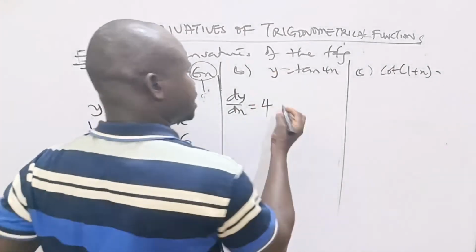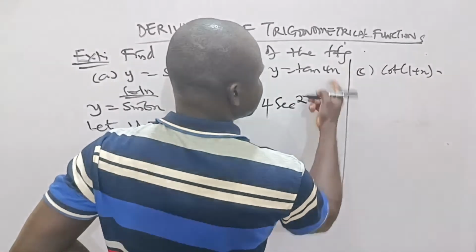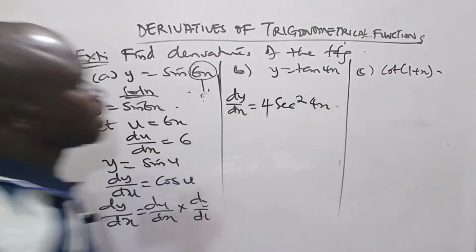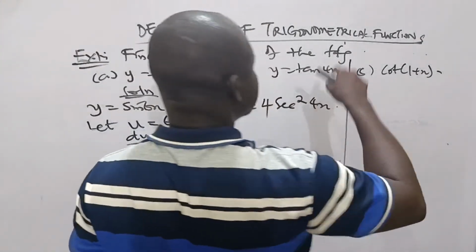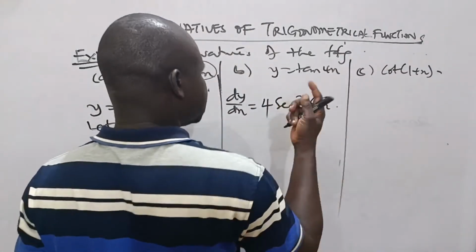The differentiation of tan is sec squared. That will be sec squared 4x. That's what you are going to get. So without going through the whole process, just differentiate what you are given. Then you have to be conversant with the derivatives of sine, tan, sec, cosec. Then there won't be any problem.